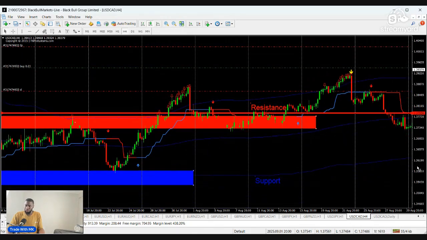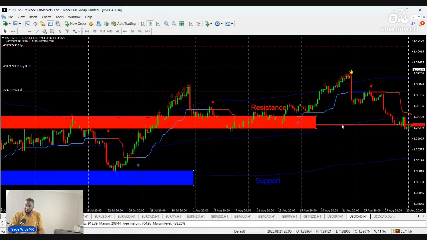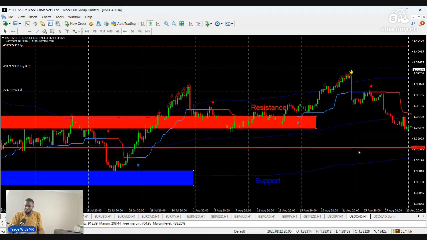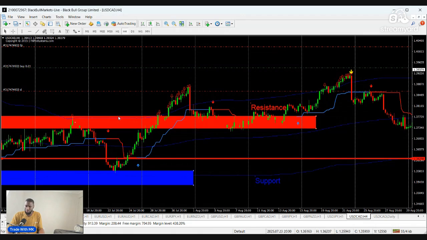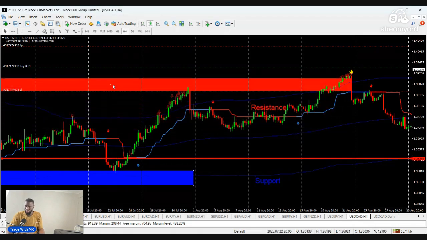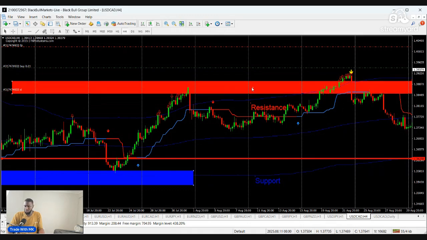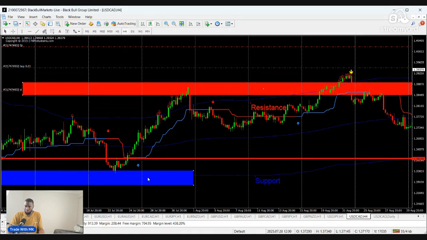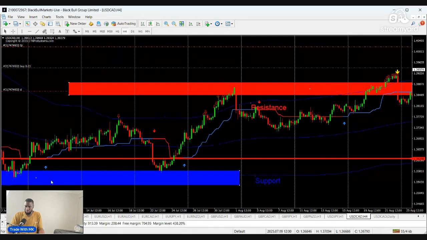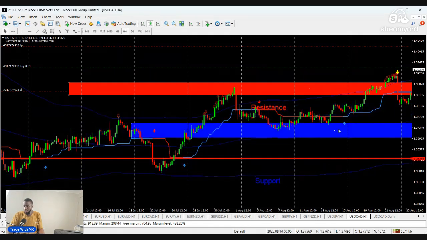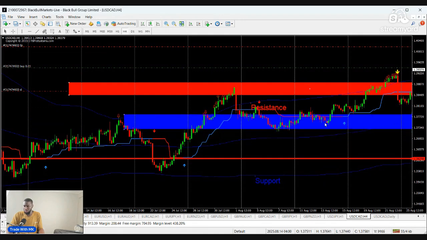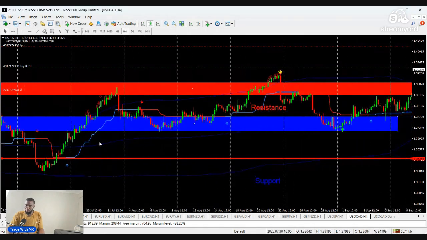Is no longer useful, so we avoid that now. That area now, this area now become what? New support, and this one is now new resistance. Okay, and then this area now become new support, remember, and that become resistance.